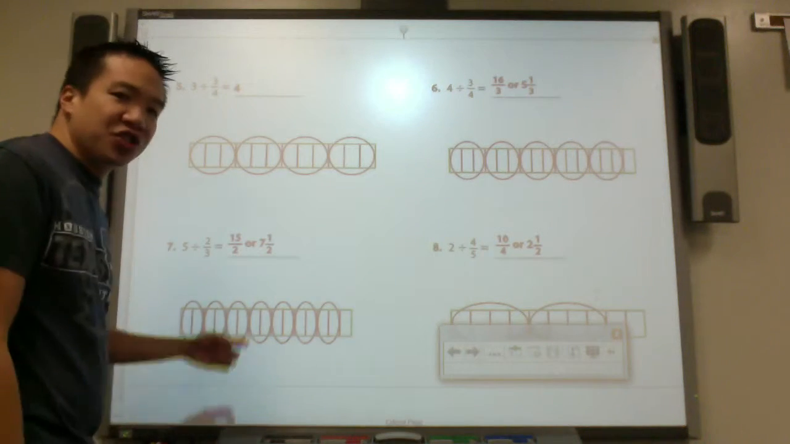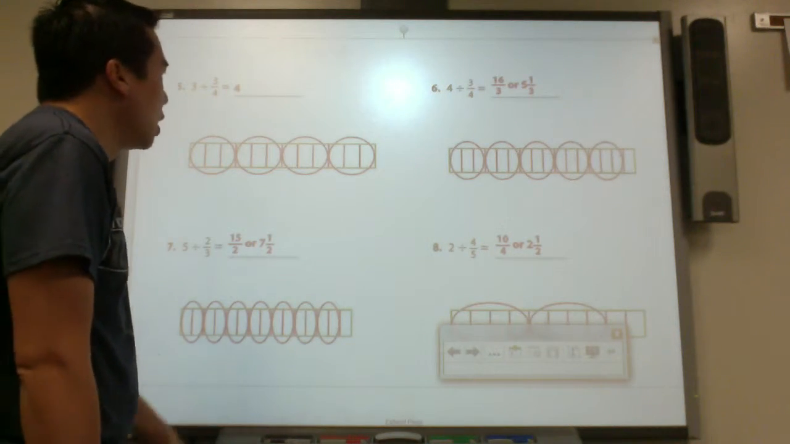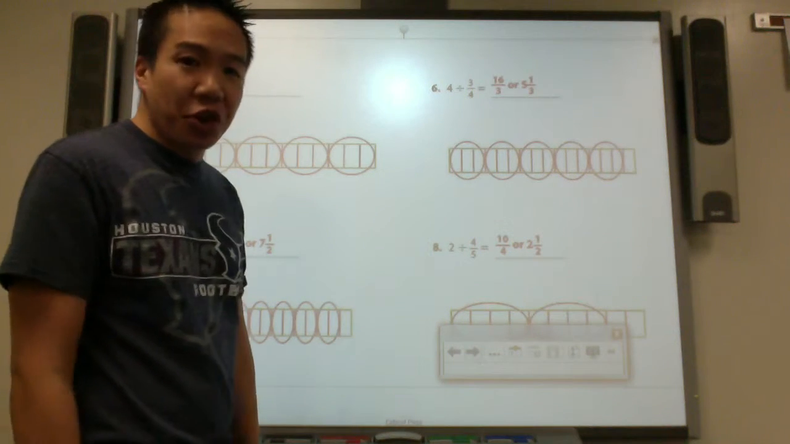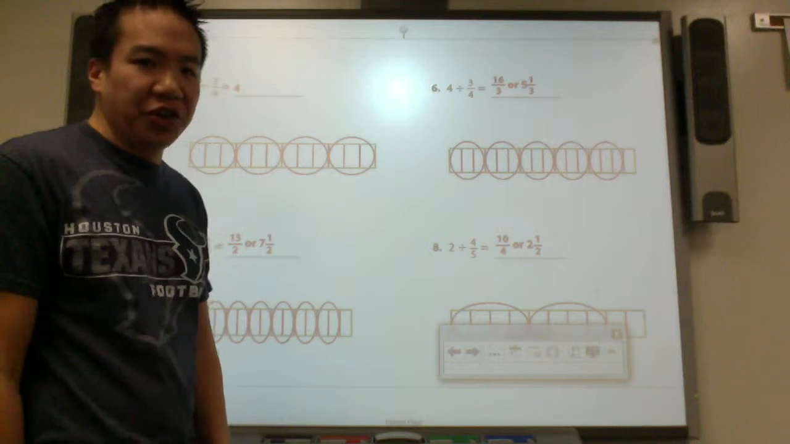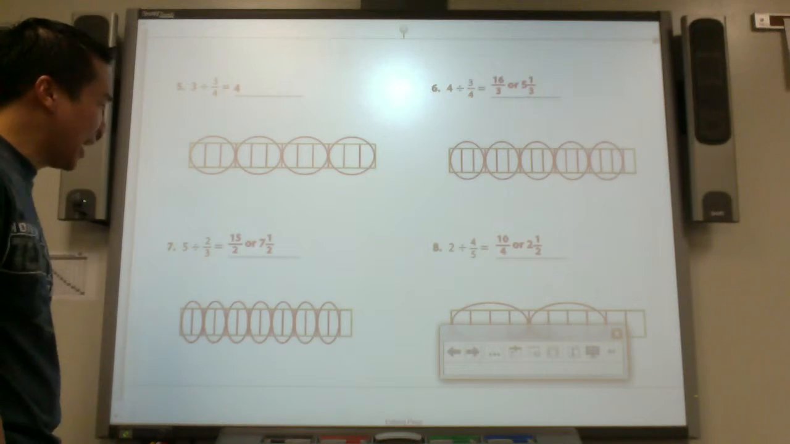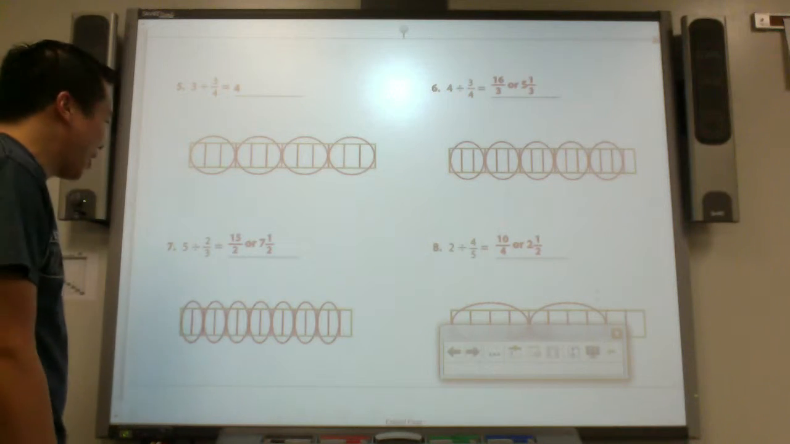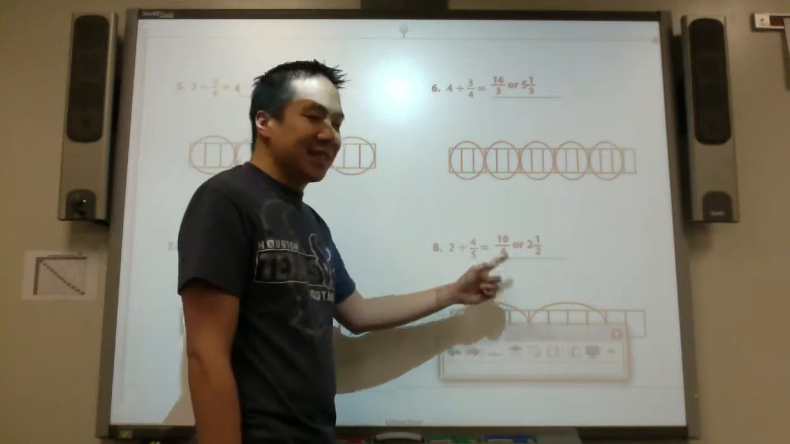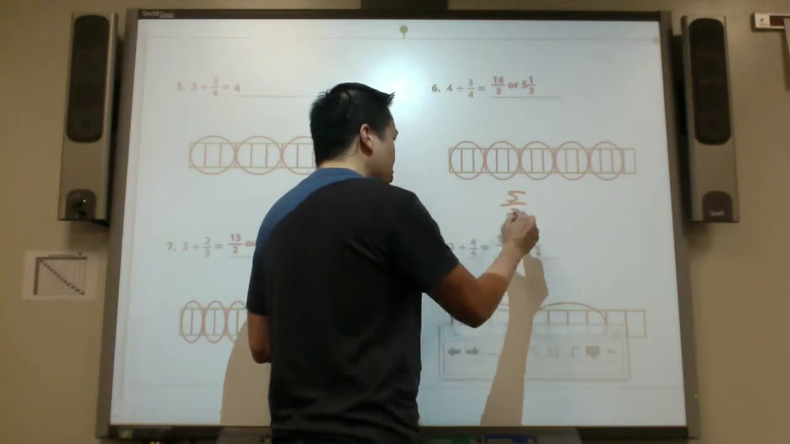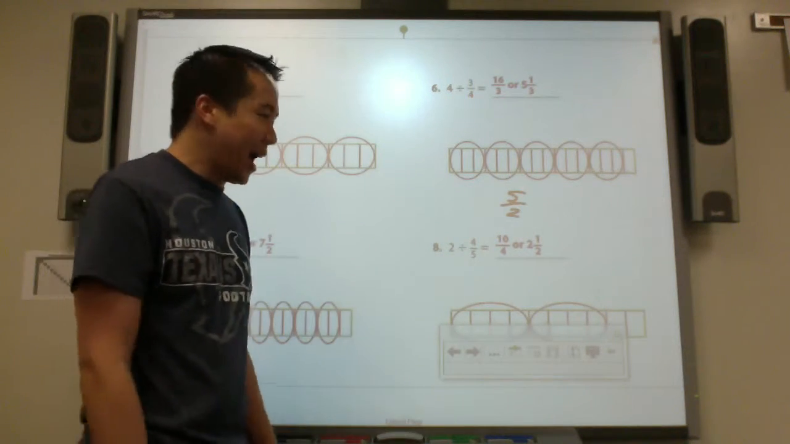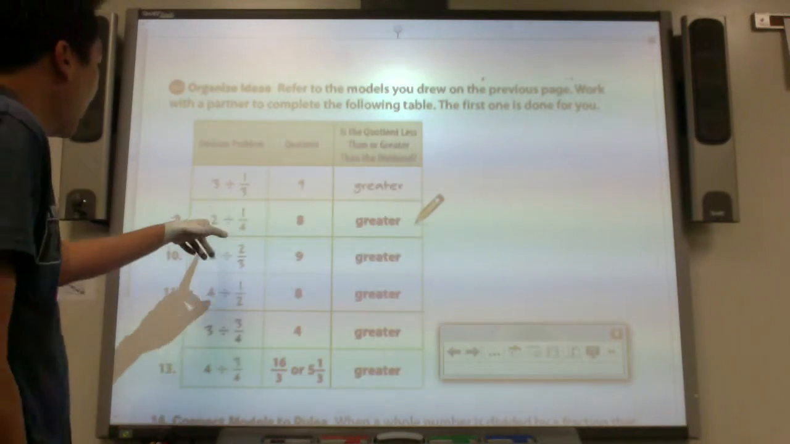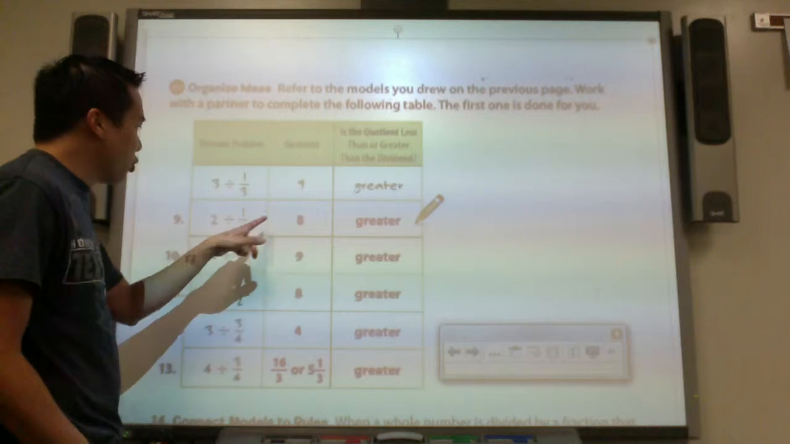Number 5 is 4. Number 6, I'll take both answers: 16/3 or 5 1/3. Number 7 is 15/2 or 15 halves, or 7 1/2. Number 8 is 10/4 or 5/2 or 2 1/2. Number 9 through 13. If you divide 2 divided by 1/4, the answer is 8.